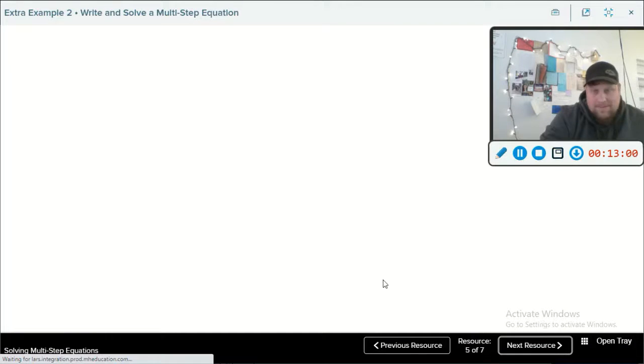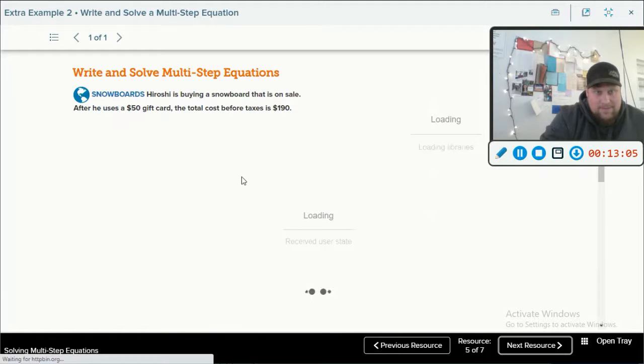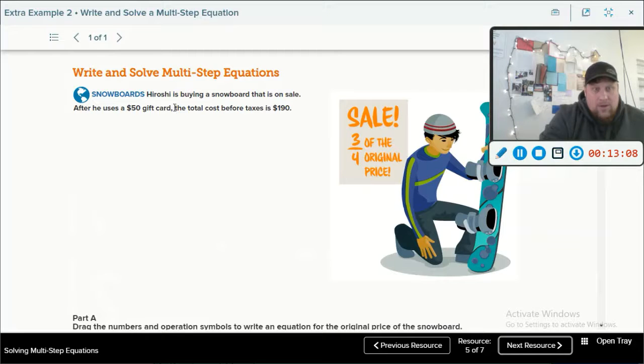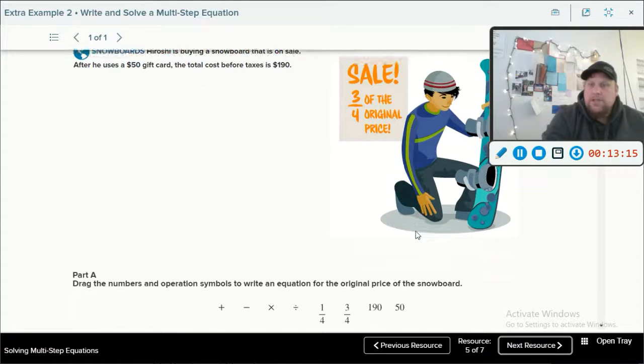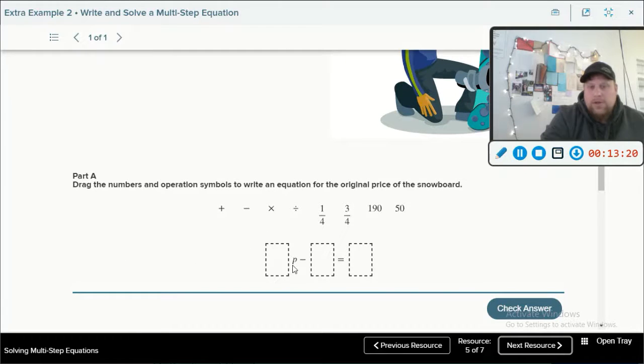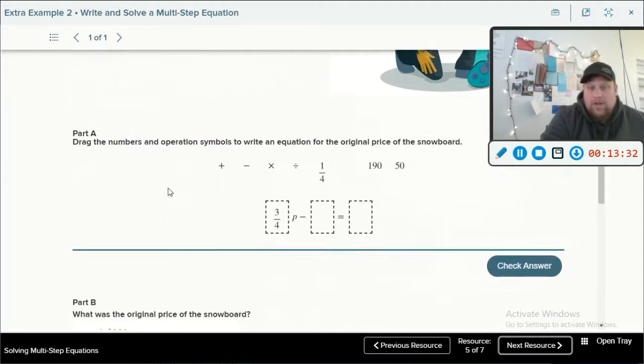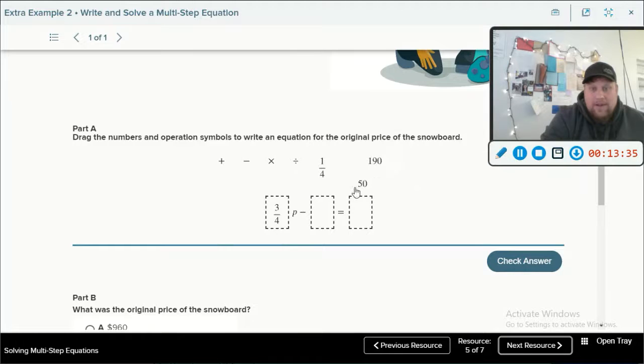Hiroshi is buying a snowboard that is on sale. After he uses a $50 gift card, the total cost before tax is $190. Well, how much is the sale? The sale is 3/4 of the original price. So if P is the original price of the snowboard, what do I have to multiply it by to make it 3/4 of that? Well, I'm going to multiply times 3/4. And then remember, he spent a $50 gift card on it, so we're going to subtract 50. And once we do that, what should that equal? Well, we're told that equals $190, because that's what's left to buy it.